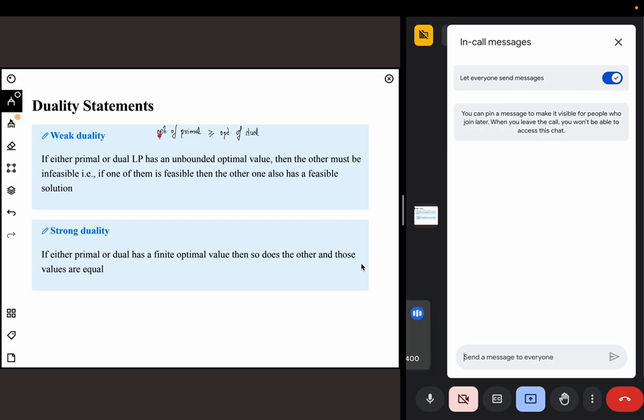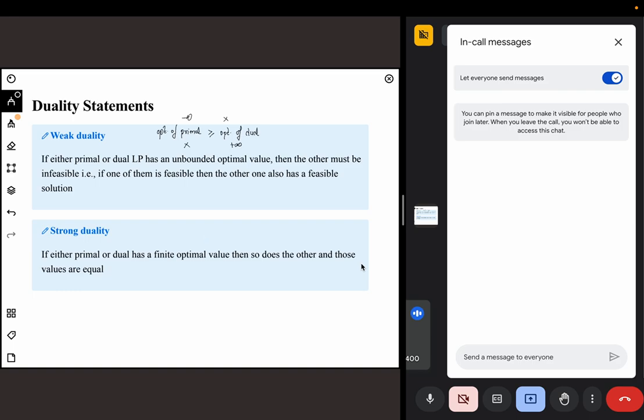So if the optimal value of primal is unbounded, which means it is minus infinity, then the dual problem should have some value which is less than minus infinity, which is not feasible. Similarly, if the optimal value of dual is plus infinity, then I would require the optimal value of primal to be greater than plus infinity, which is again not feasible. So this entire statement can be written in one expression: the optimal value of primal should always be greater than or equal to the optimal value of dual. This is called weak duality because we have an inequality over here.